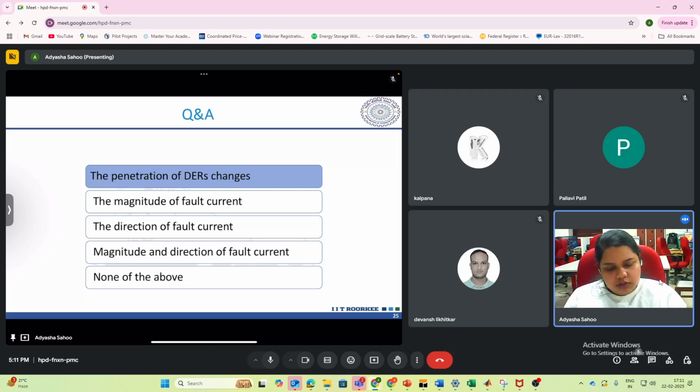The penetration of the DER changes which of the following? Magnitude of fault current, direction of fault current, both or none.